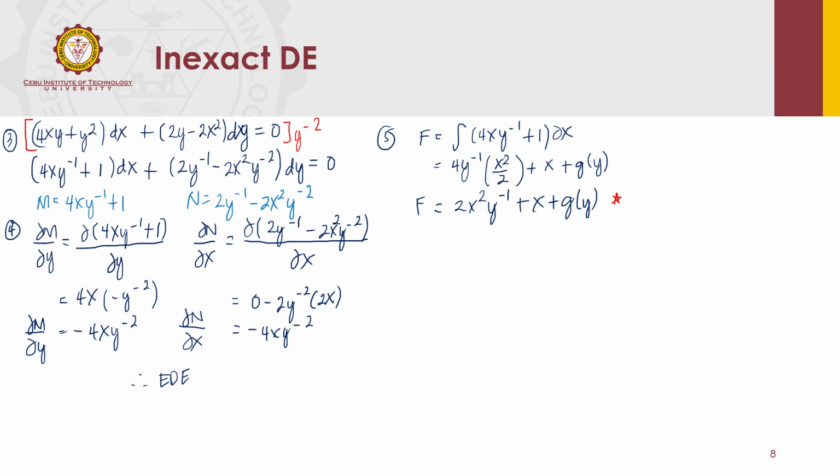So the next step is to differentiate partially with respect to y. Meaning that's 2x squared times the derivative of y to the negative 1, which is negative y to the negative 2, and then 0 for the second term because x here is the constant. And then g prime of y for the derivative of g of y. So that's negative 2x squared y to the negative 2 plus g prime of y. And this is equal to N. So we plug in the value of N.